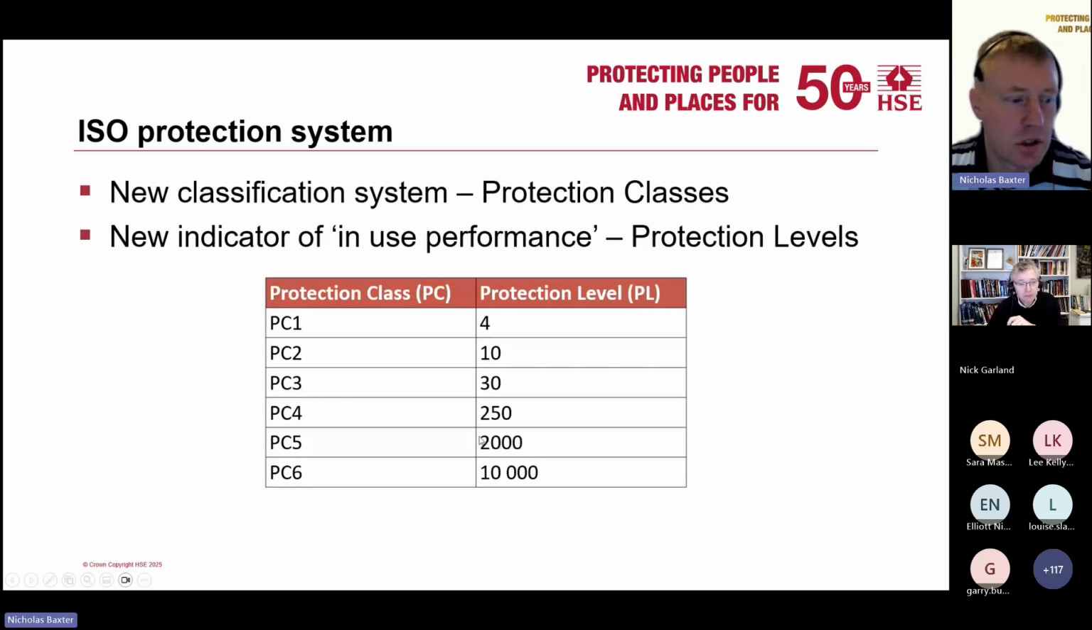What the ISO system proposes to do within their standards is a new way of classification of the systems, and that's called a protection class. That relates to a new set of protection levels based on in-use performance. Effectively, we're going to have 6 protection classes, and they're going to relate to 6 protection levels. Some of them are similar to what we see now. So we've got 4, 10, 30, 2000 in the UK. And then we're also going to have this higher one as well, which is going to be 10,000.